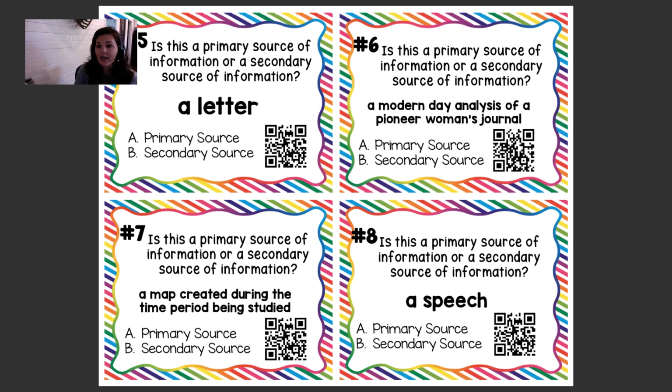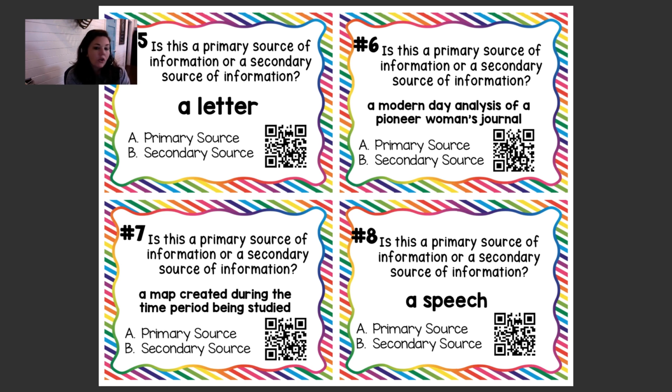A modern-day analysis of a Pioneer Woman's Journal. Now you know that the Pioneer Woman's Journal would be a primary source, but the analysis would be a secondary source. A map created during the time period studied would be a primary source. A map created after the time period studied, like if I was a historian who wanted to draw a map about the route Paul Revere took, that would be a secondary source.